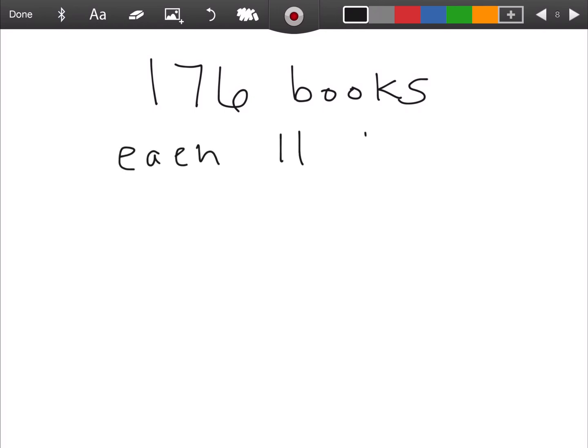Maybe you want to do something like, there are 176 books at your library, and each shelf holds 11 books. How many shelves?